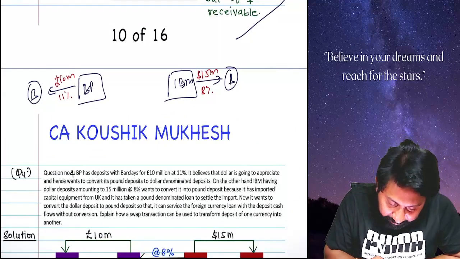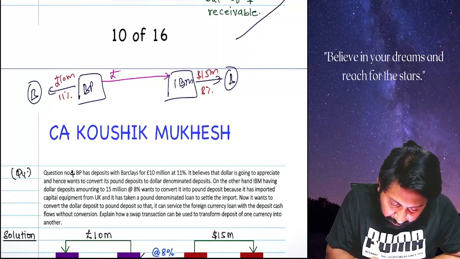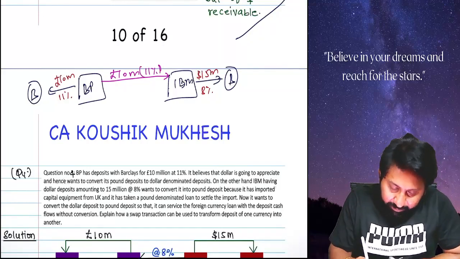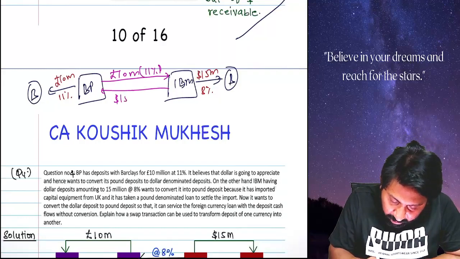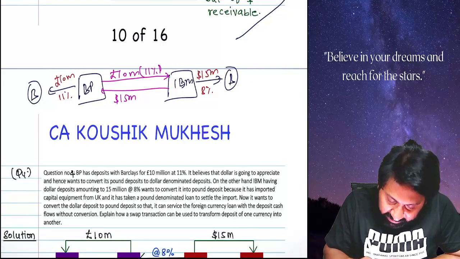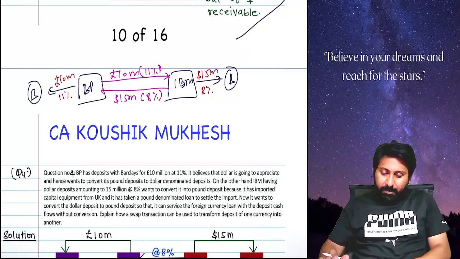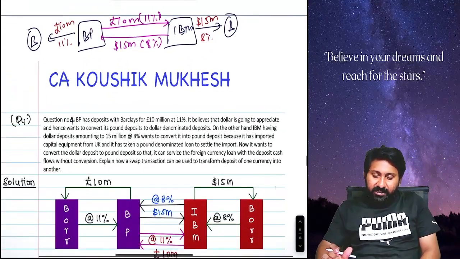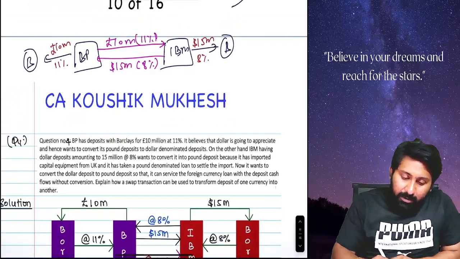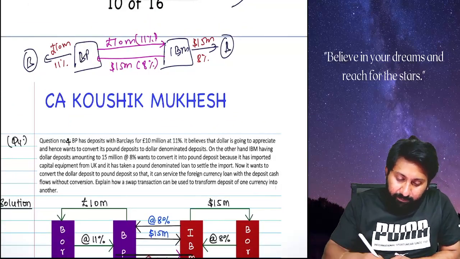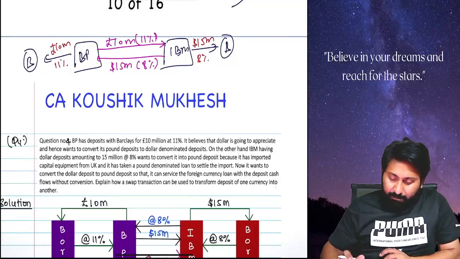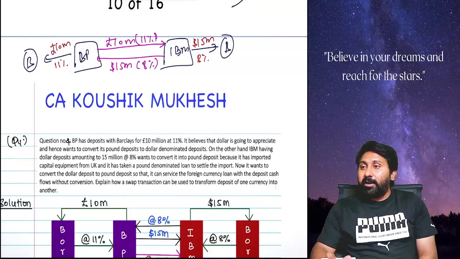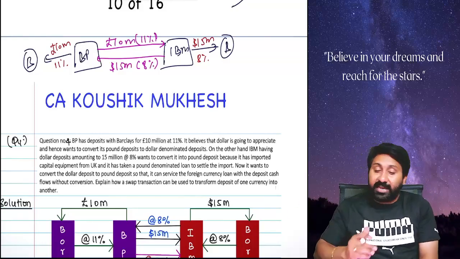Bharat Petroleum will give a pound loan at 11% rate to IBM. It will take a dollar loan in exchange at what rate? 8%. This is how they will exchange the transaction. Simply to tell, Bharat Petroleum will not receive 10 million pounds, it will be receiving $15 million. They exchanged, they swapped it.